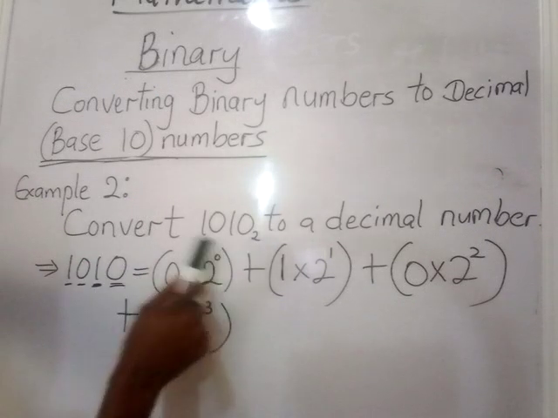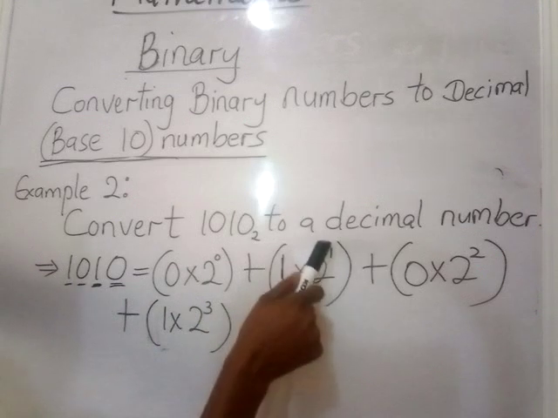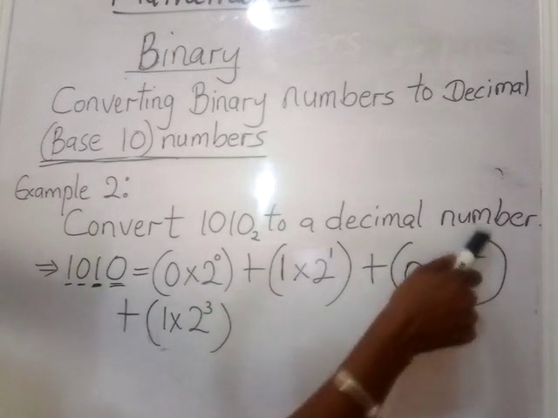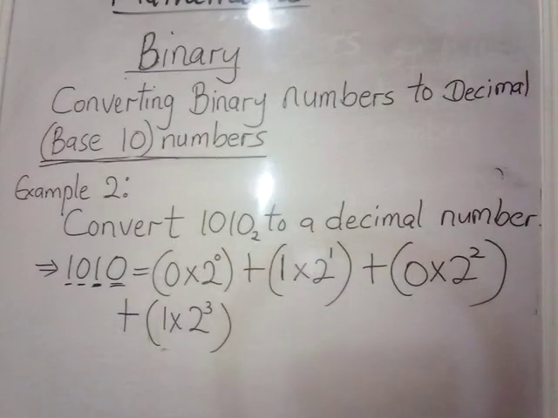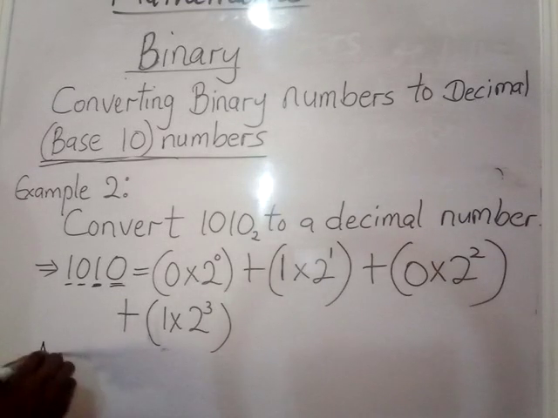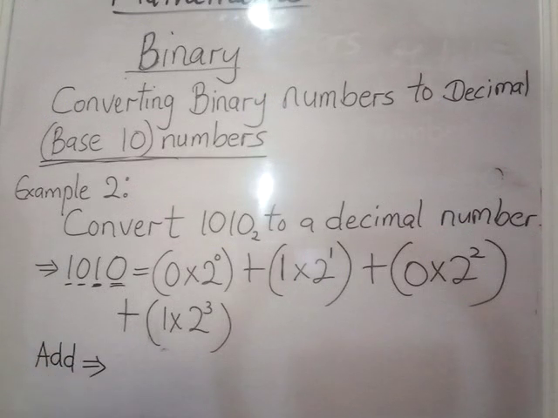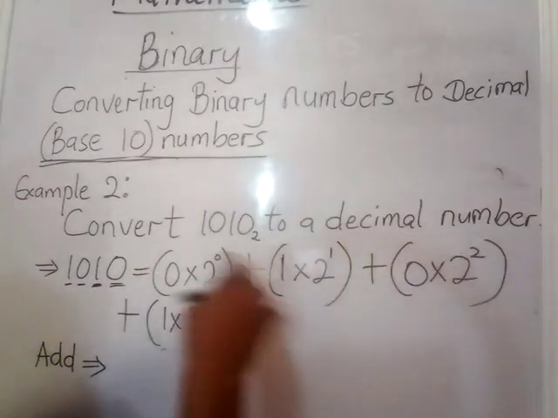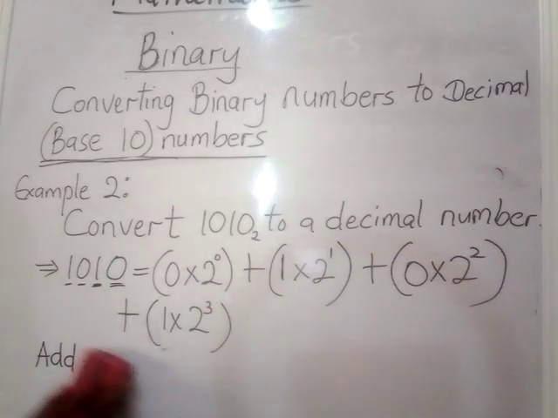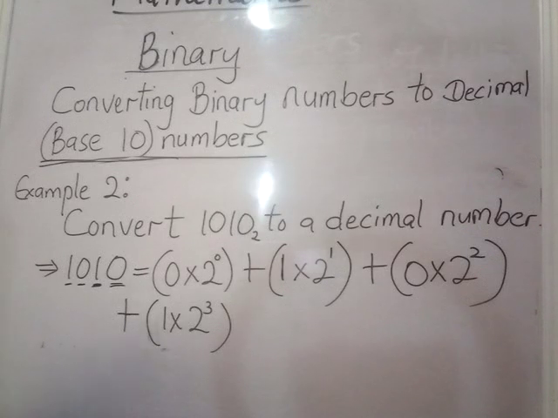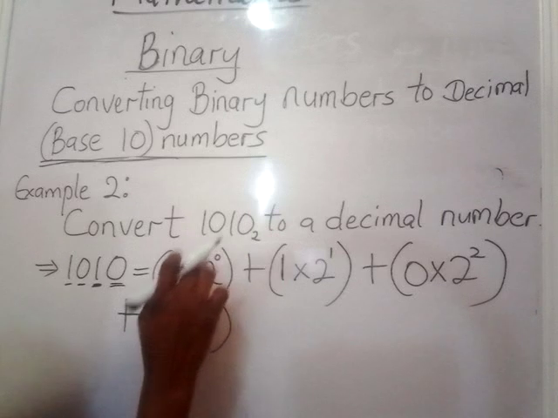0 times 2 to the power of 0, 1 times 2 to the power of 1, 0 times 2 to the power of 2, and 1 times 2 to the power of 3. So now we have done this, the next step is to add all of them together. Well, before you add them, actually you find out the values of this stuff. So we first do that before adding. So for the first bracket, you have 0, and we said that 0 times anything is 0. Okay. Actually, 2 raised to power 0 is 1.